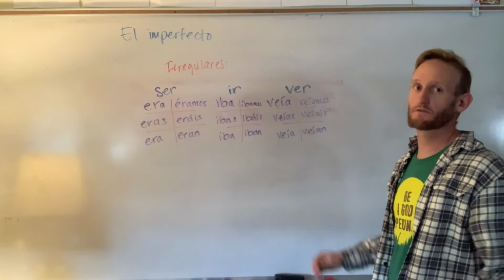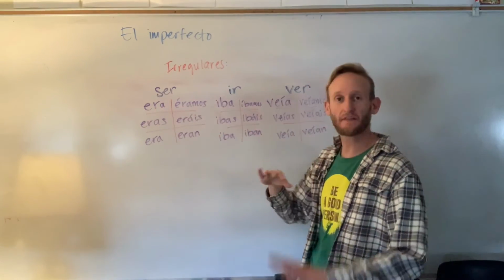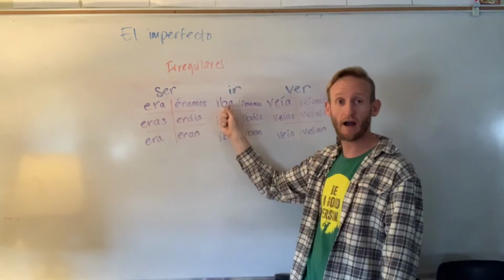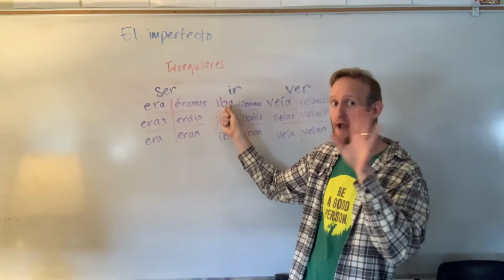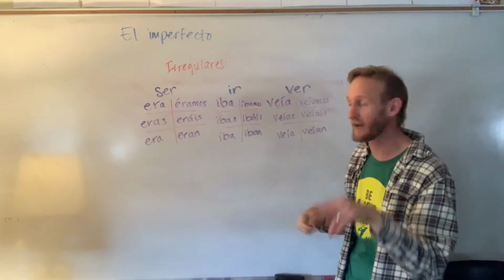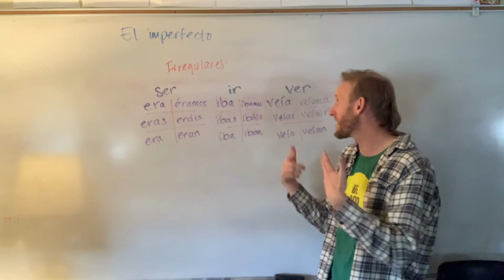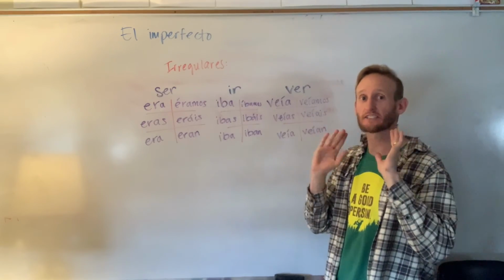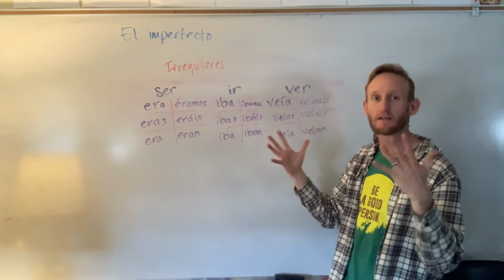And here they are. Just to be clear, era, iba, veía, that's the base. And just the quick English translation: era is like I was, or it could be I used to be. Iba could be I used to go, or I was going. Not I went. That doesn't mean I went. It means I was going. Veía, from ver, could be I used to see, or I used to watch, or I was watching, I was seeing. Not I saw. That's the preterite. Veía is like I was seeing, or I would see, I used to see. Things of that nature.